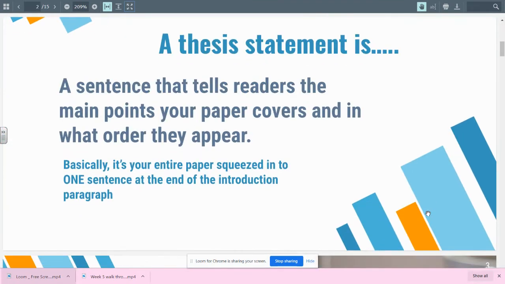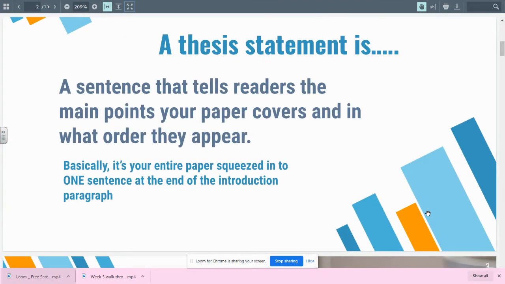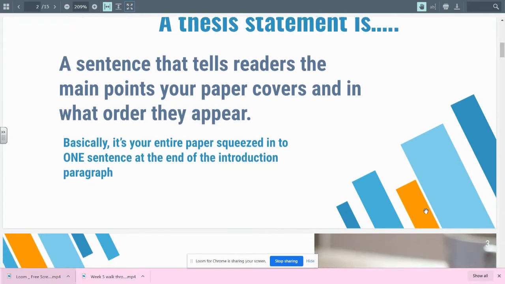So a thesis statement. A thesis statement is a sentence that tells readers the main points your paper covers and in what order they appear. So basically, it's your entire paper squeezed into one sentence at the end of the introduction paragraph. And we'll go over the introduction paragraph next. But for now, just think about this one statement. So this is like the roadmap to your whole essay.